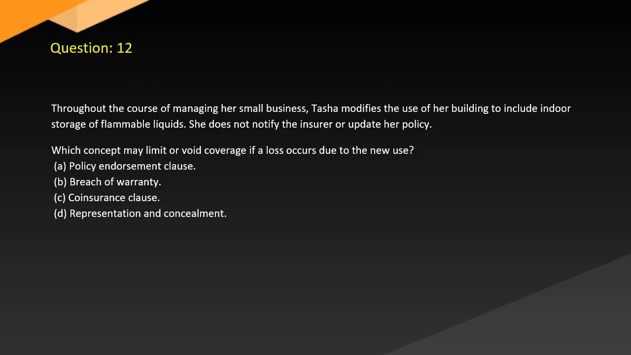Question 12. Throughout the course of managing her small business, Tasha modifies the use of her building to include indoor storage of flammable liquids. She does not notify the insurer or update her policy. Which concept may limit or void coverage if a loss occurs due to the new use? A. Policy endorsement clause. B. Breach of warranty. C. Coinsurance clause. D. Representation and concealment.